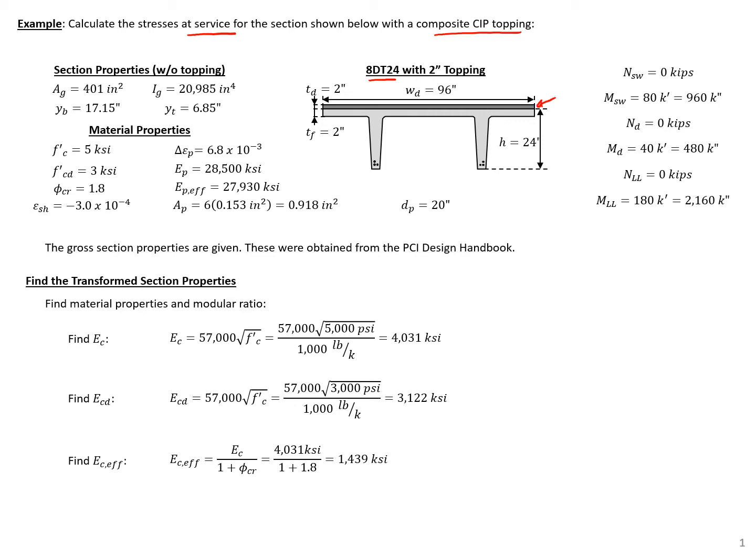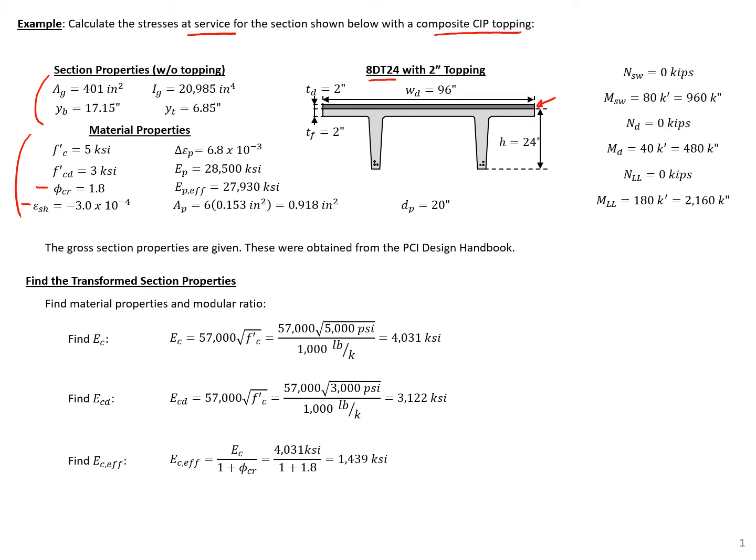You can see some of our non-composite section properties are given. These were taken from the PCI design handbook. And then we have our material properties, including our creep and shrinkage coefficients. These I'm giving to you, but you could use any creep and shrinkage equations, ACI or AASHTO, to calculate those.